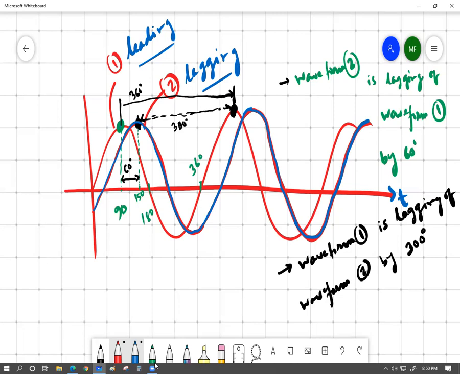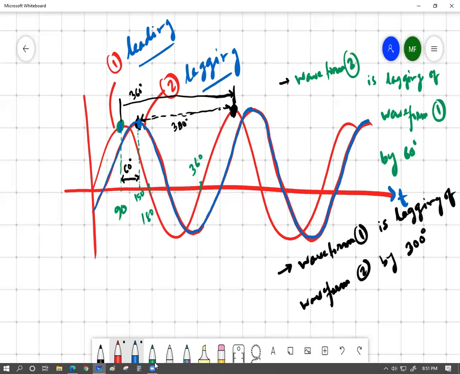Now if you observe over here, the red one is our wave number 1, blue one is number 2. If you consider between this crest and this crest, which crest is on the right? Waveform 2 is on the right, right? In this case we are going to say waveform 2 is lagging of waveform 1, or we can say waveform 1 is leading waveform 2.